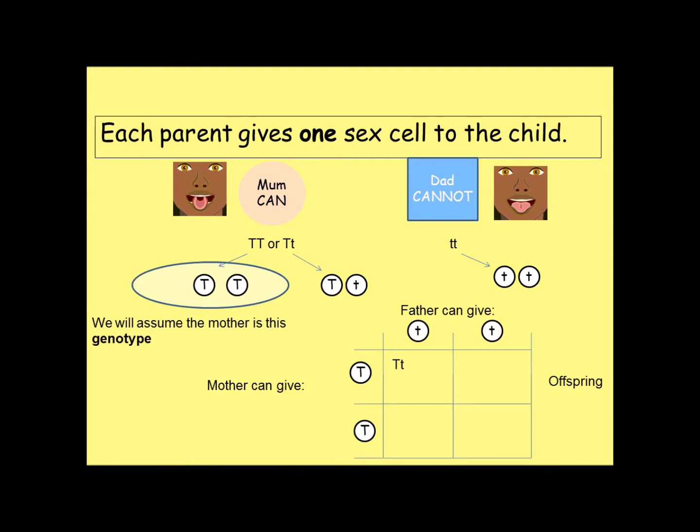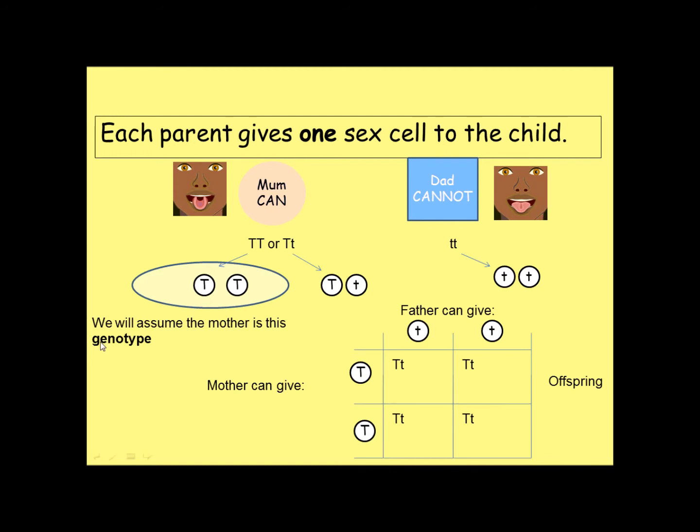So that means that the children are all going to be big T, little t, big T, little t, big T, little t, big T, little t. So all of the children will be able to roll their tongue.